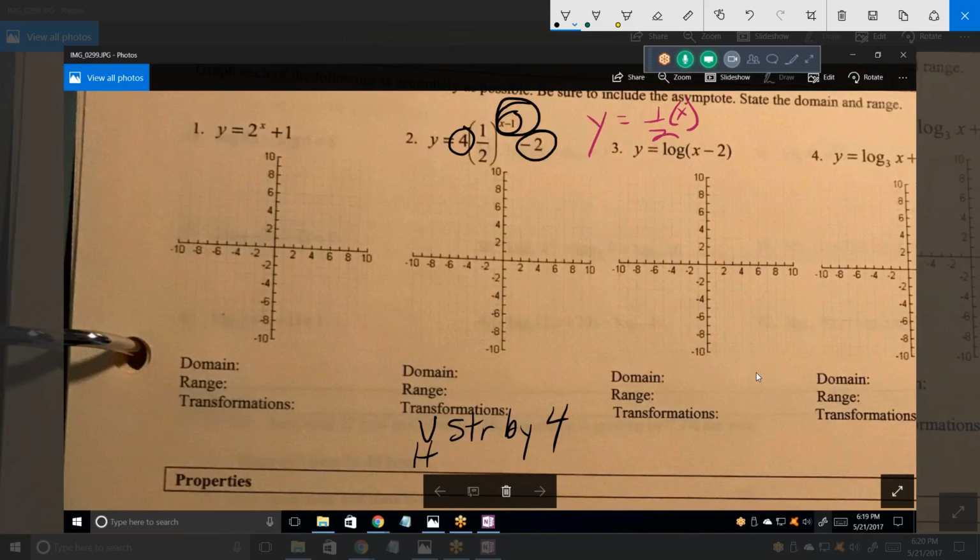A horizontal shift, which way? So it'd be a horizontal shift, right 1. And finally, what's the -2 do? Is it vertical or horizontal? Vertical. Shift or stretch? Shift. By how much?